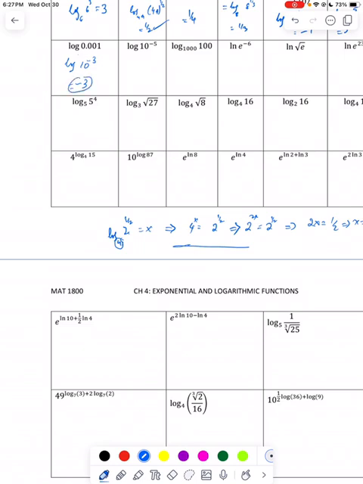So this one is already written as a power of 10. So this is log of 10 to the -5 base 10. The answer will be -5.